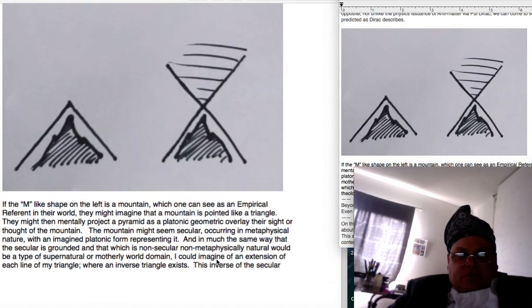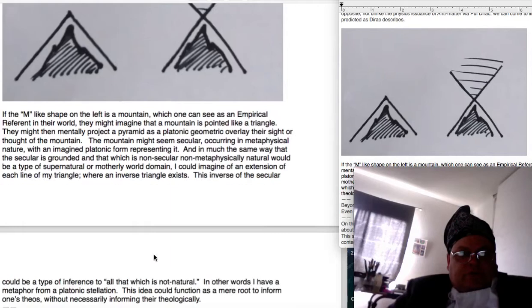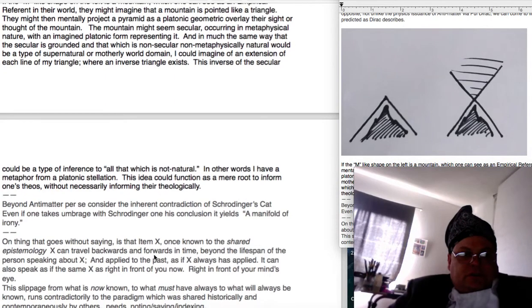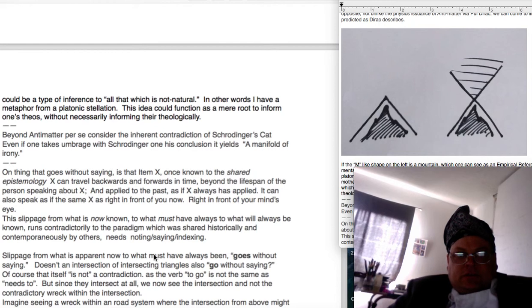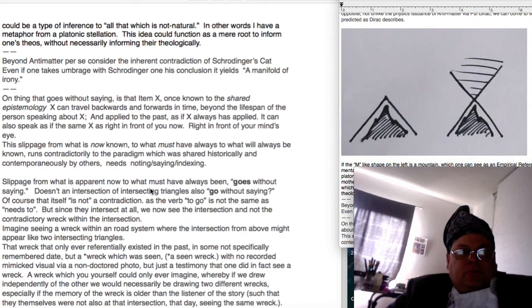I could imagine an extension of each line of my triangle where the inverse triangle exists. The inverse of the secular could be a type of inference to all that which is not natural. In other words, I have a metaphor from a Platonic stellation. This idea could function as a mere route to inform one's theos without necessarily informing their theology.